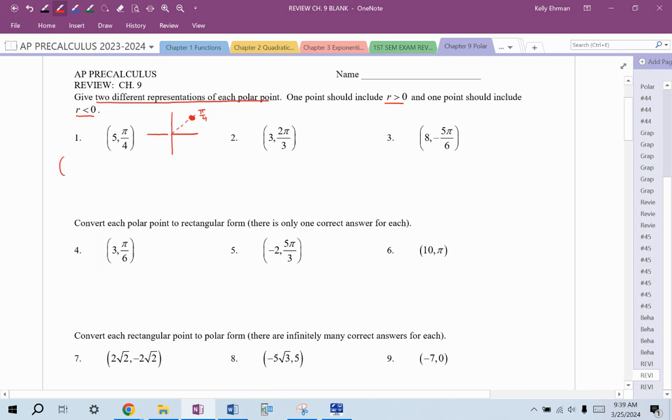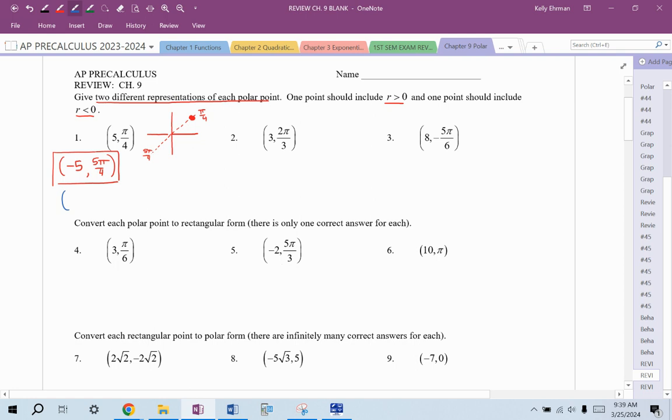So one of the ways is if we have a negative r. So if we're walking backwards, we must be facing the opposite direction. So one thing that I always do just to get the negative r is just give the opposite facing angle. So pi over 4 down here is 5 pi over 4. So if you face 5 pi over 4 and then walk backwards 5 units, you should land at that same point. So here's one representation.